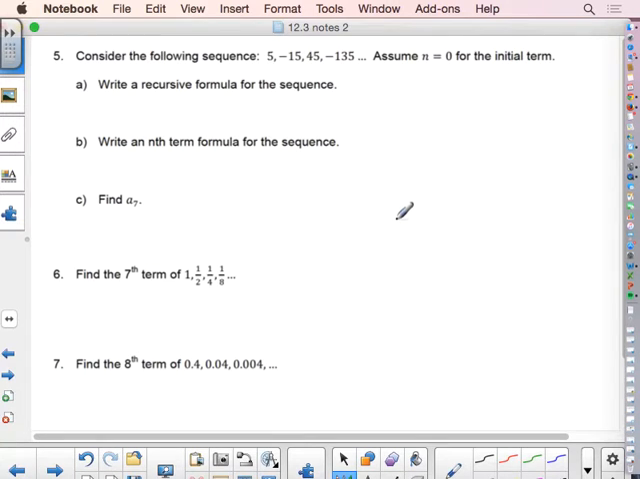Okay, next one we're going to take a look at is number 6. It says find the 7th term of the sequence 1, 1/2, 1/4, 1/8.